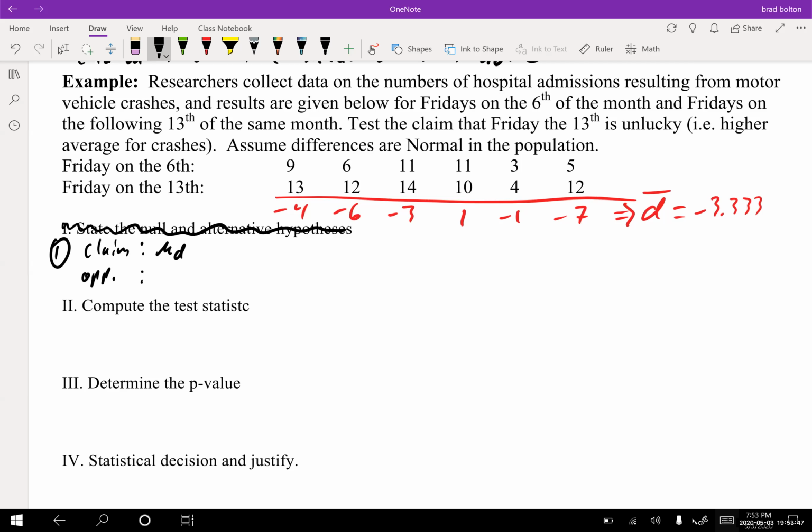mu D. Now, if we're getting negatives, that means that we're going to be working on the left side of the graph. So that means that the mean difference is less than 0. And I'm just telling you guys from this formula up here.